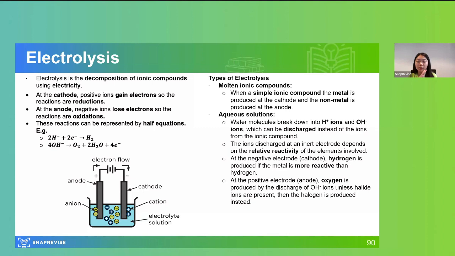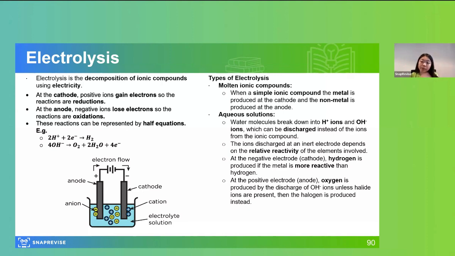With molten compounds, it's very simple because in molten compounds, there's only two ions. It's just going to be the sodium and the chloride. I'm just using sodium chloride as an example, but it's just going to be the two ions you have in there, the positive and negative ion.